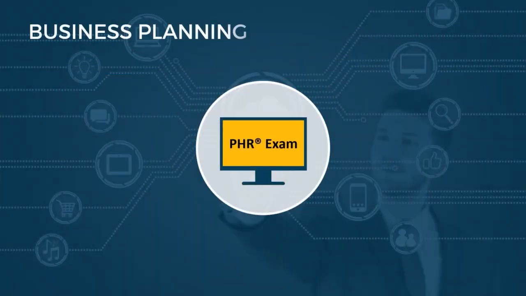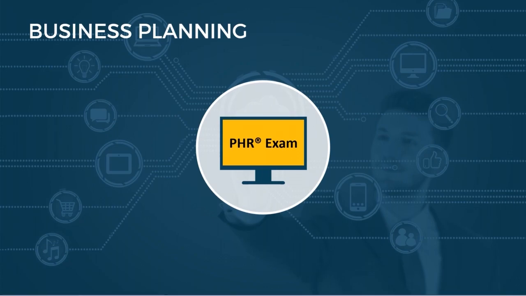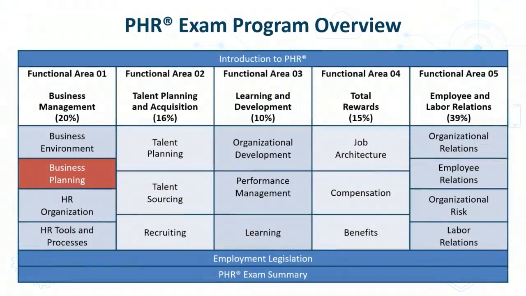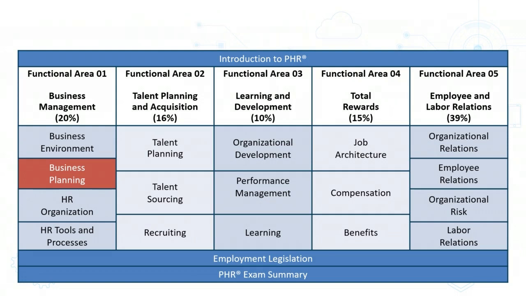In this topic, I will compare the effectiveness of different business planning options. On the PHR exam program overview chart, we'll be addressing Functional Area 1 and covering business management, which is worth 20% of the exam. The second course in the series is business planning, which is highlighted in red.